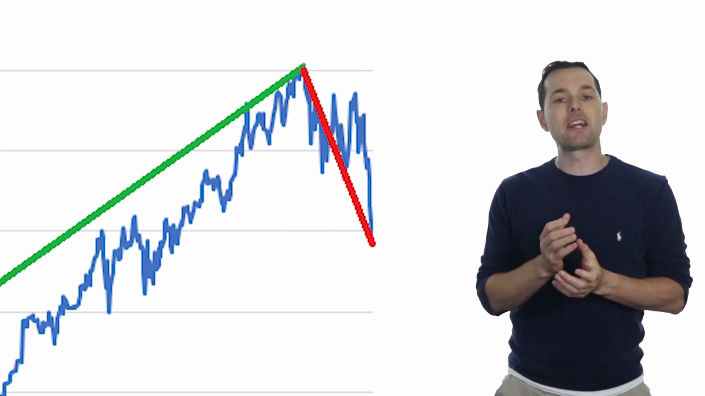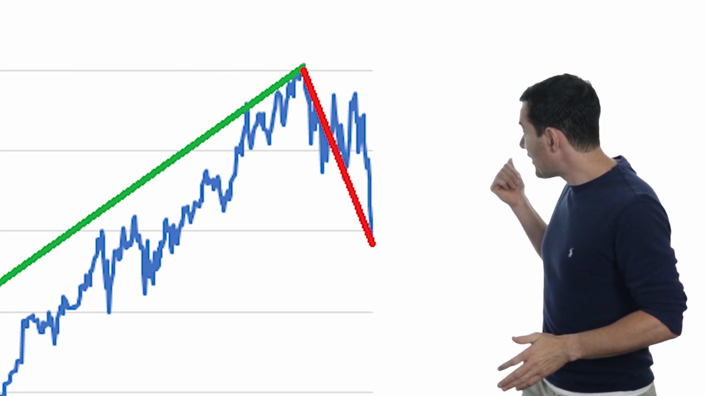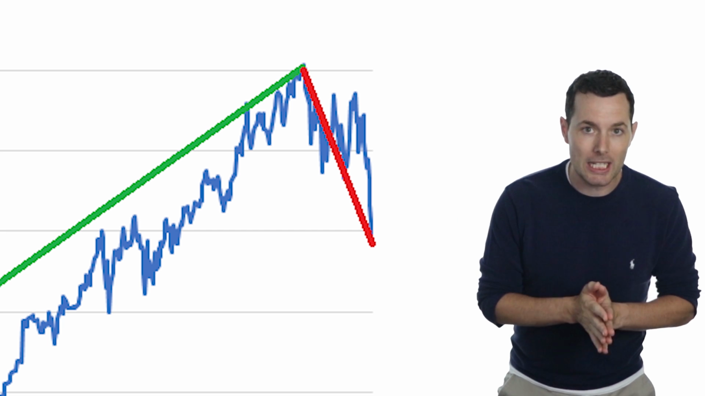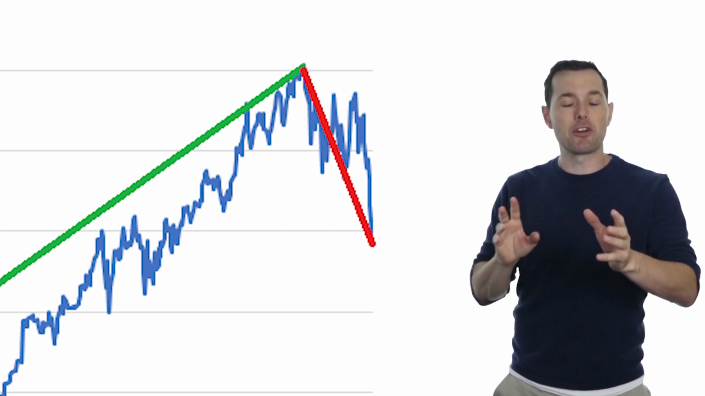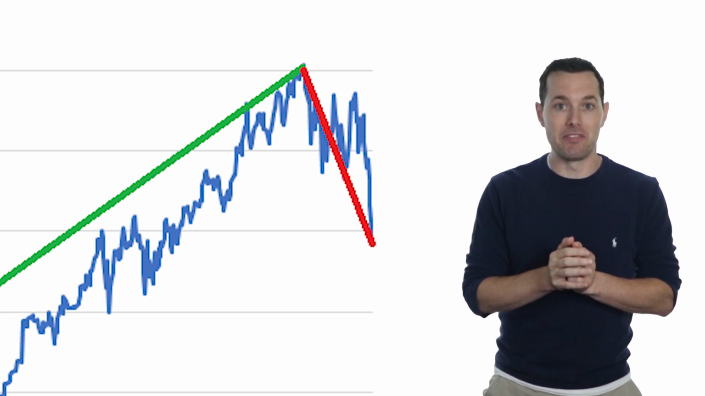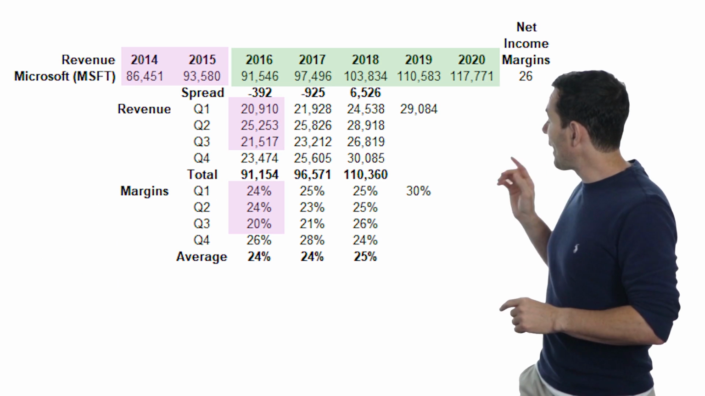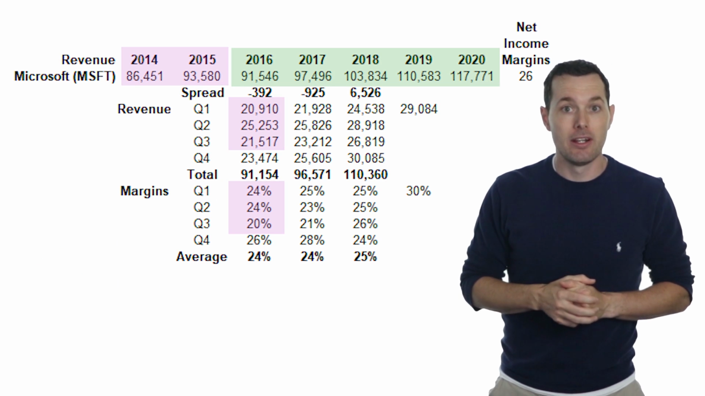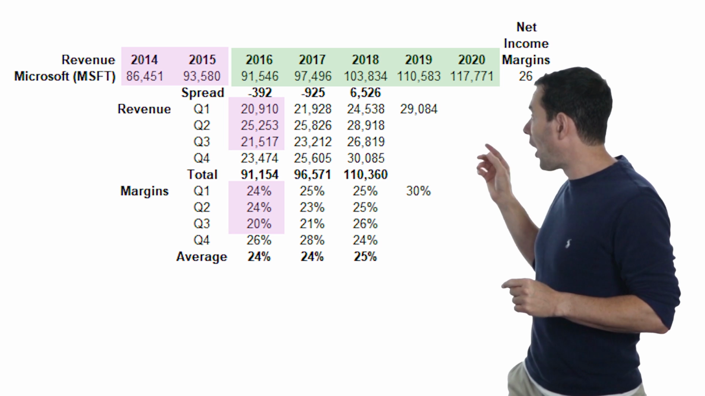Well, this is where I think it's important for us to remember that this is the wrong thing for us to be looking at. This can trigger very interesting emotions when we're investing. Instead, let's go back to our handy dandy spreadsheet. Now, this one is what we want to focus on.